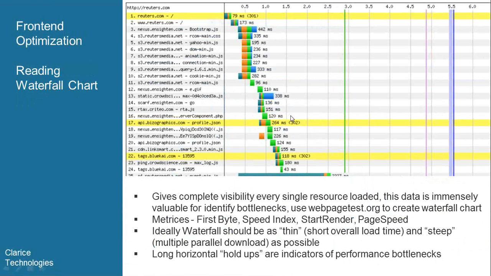Ideally, these waterfall graphs should be as thin as possible, that is, the overall load time should be short. Also they should be as steep as possible, because if it is steep, then it is processed quite fast. If it consists of a long horizontal green line, those are holdups or blockages, and those are the reasons for the performance bottleneck.